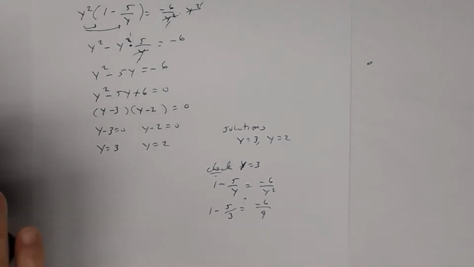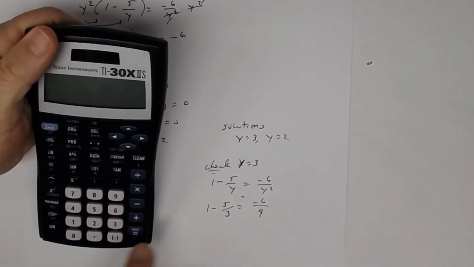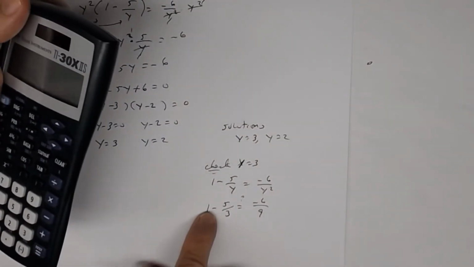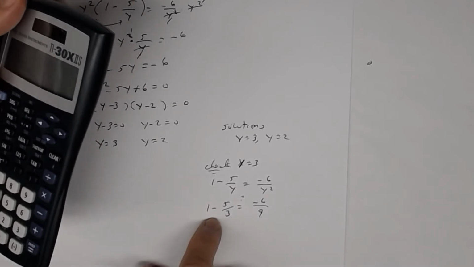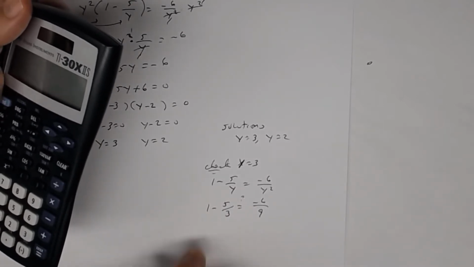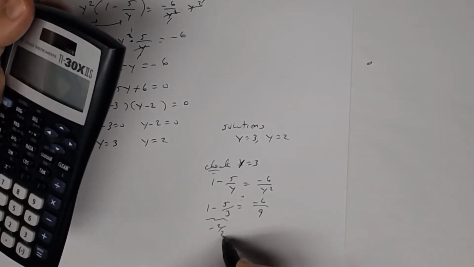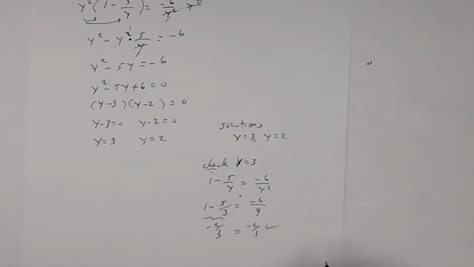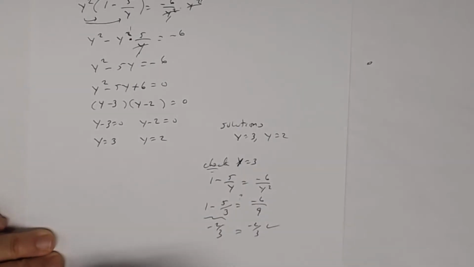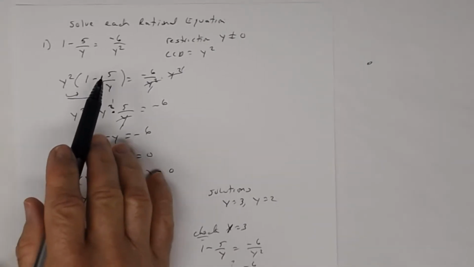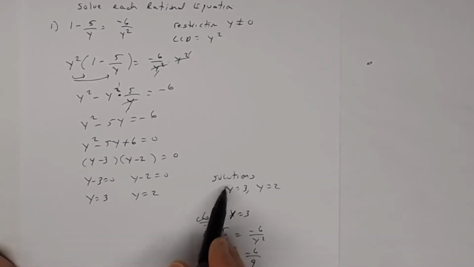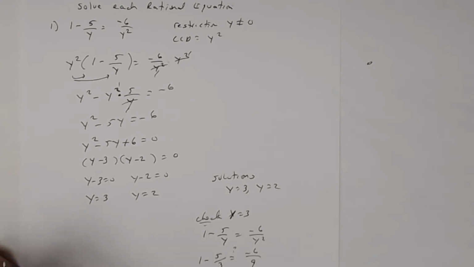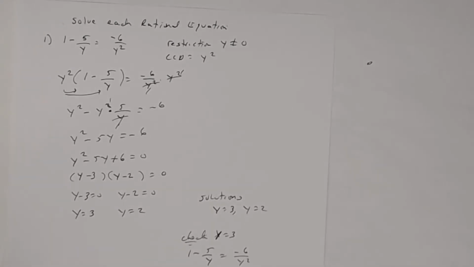All right, so let's see what we get. 1 minus 5 thirds. Now you could do this in your head because that's just a 1. 1 minus 5 thirds is a negative 2 thirds, right? Negative 2 thirds. And the negative 6 ninths reduced is also a negative 2 thirds. So they're equal. Okay? And then you would do the same thing with the other one, and that would check out as well. All right, so notice that this rational equation had two solutions. None of those were restrictions. All right, let's look at number 2.